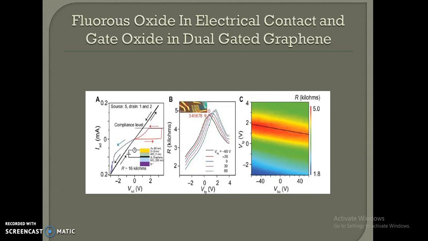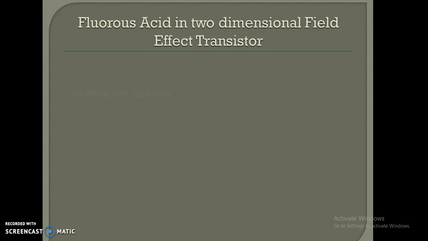And as you can see in image B, we have different values of voltages from minus 60 to plus 60 volts. Image C is like a contour map between contact 8 and 10, with contacts 9 and 10 acting as a top gate electrode. Now, how does the hafnium oxide act in a two-dimensional field effect transistor?